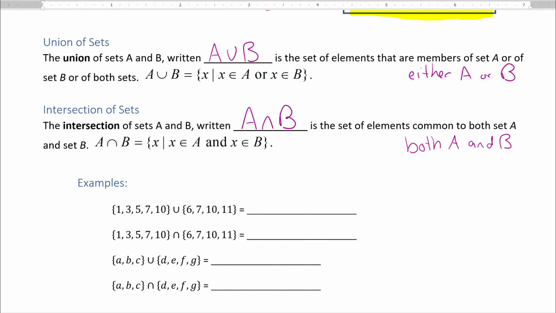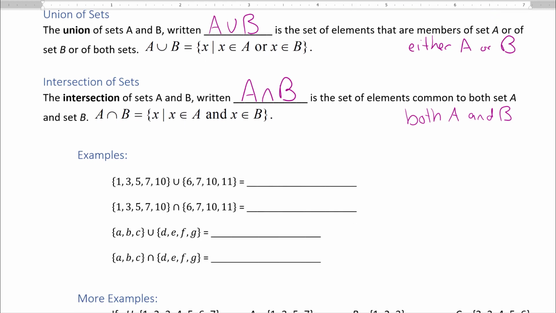So we're going to talk about how to do some of these set operations. Let's say I have the set of 1, 3, 5, 7, and 10, and I'm taking the union with 6, 7, 10, and 11. Union means that as long as an element belongs to either of the sets, it gets to be included in the union set. So I get to include everything in the first set, 1, 3, 5, 7, and 10, and everything in the other set, because it can be either. 6, okay. 7 I'm not going to write again because it's already there. 10 I'm not going to write again because it's already there. And then 11, and that is the union of the sets.